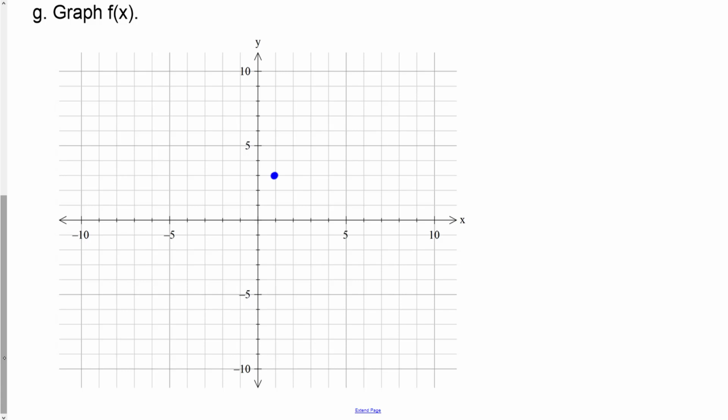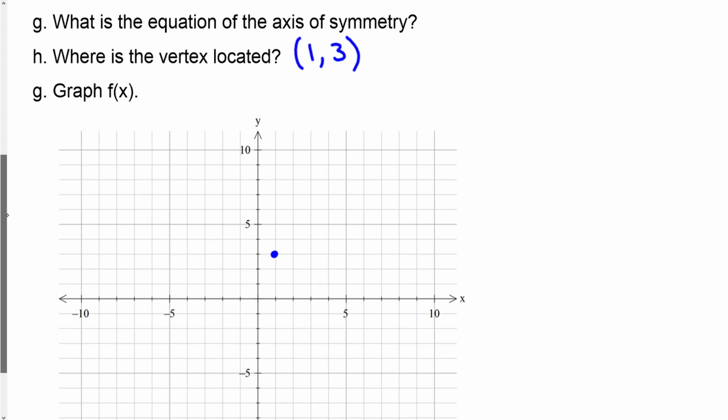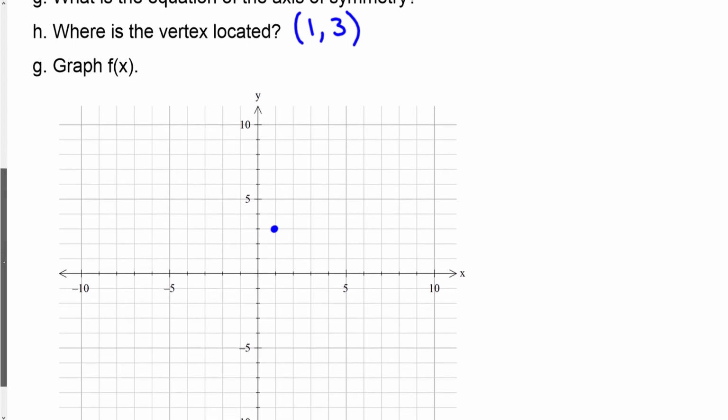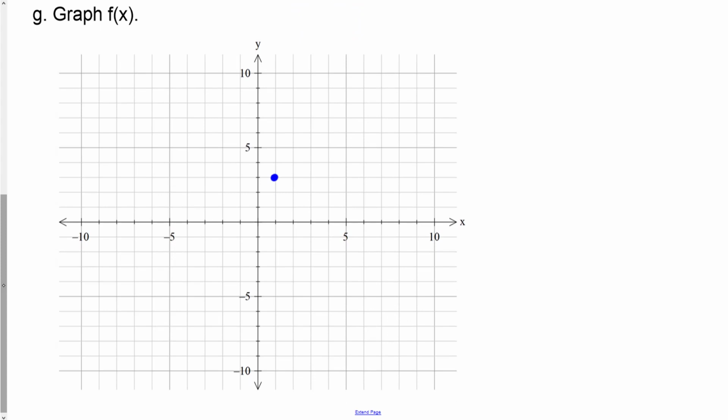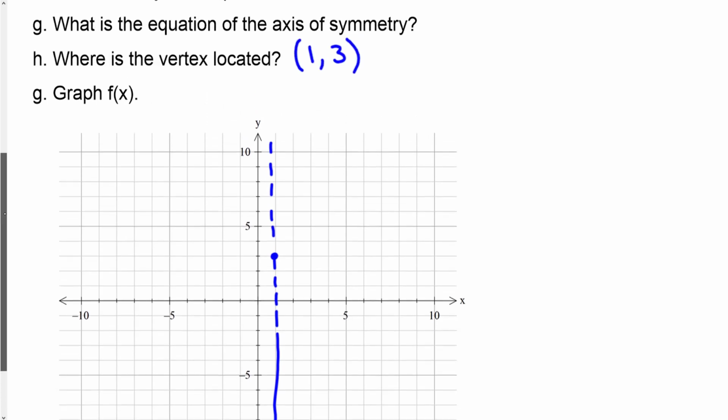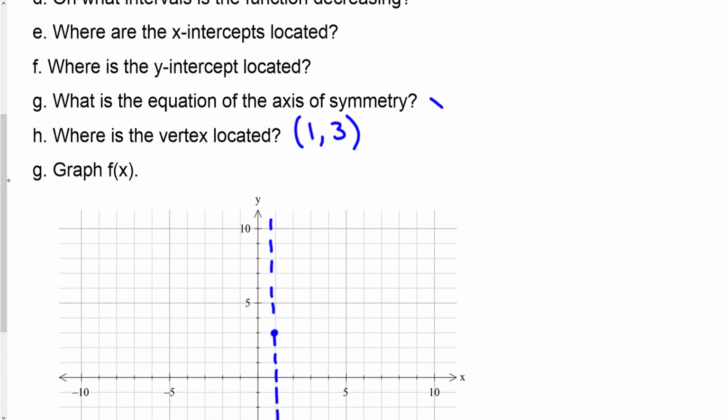There we go. Now, another thing that's easy to express here is the equation of the axis of symmetry. So the axis of symmetry is just a vertical line that passes through the x-coordinate of your vertex. So its equation is x equals 1 in this case. So we'll go ahead and write that in. The y-intercept.